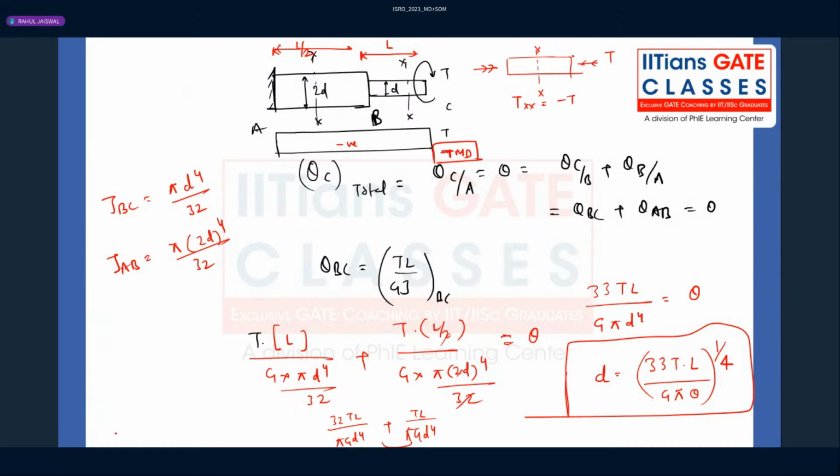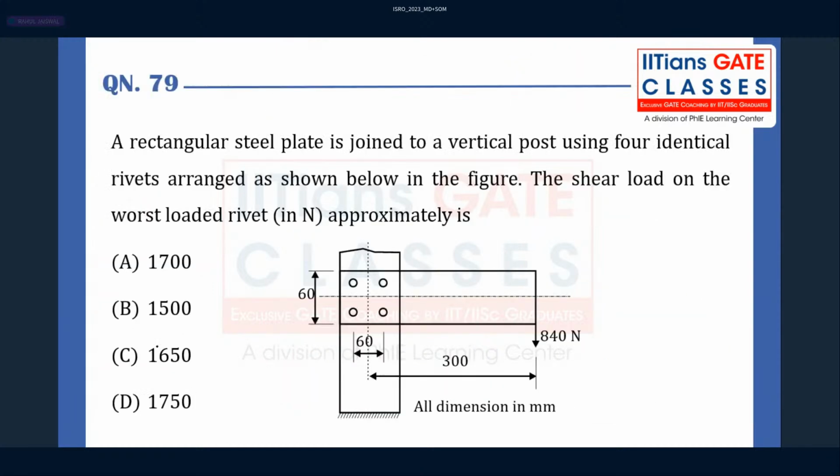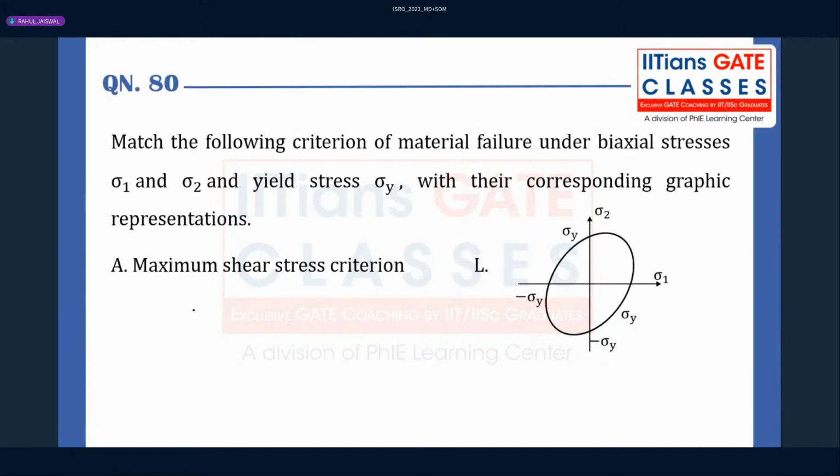So they can ask in ISRO what should be the twisting moment diagram also. So please note down like this. They can give the question. Here it will be T, here it will be 2T, and they may ask what will be the twisting moment diagram by giving the 4 options. So this question I will do at the end. Before that, we will try to do these theories of failure questions.